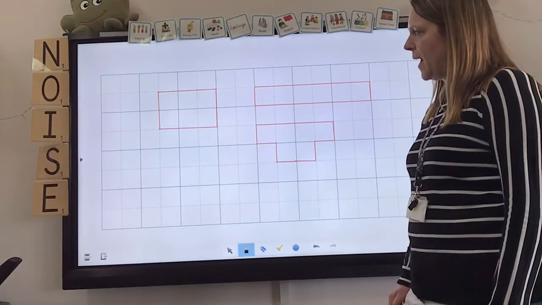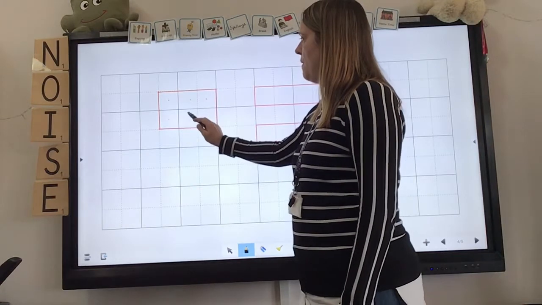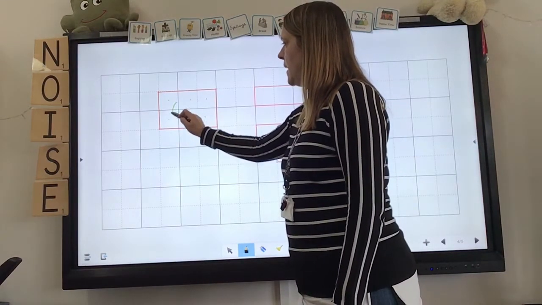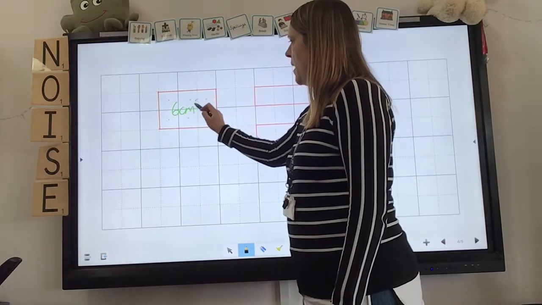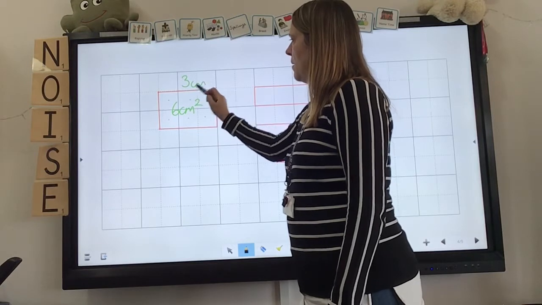So we have, how many do we have here? 1, 2, 3, 4, 5, 6. Okay, so this one is 6 centimetres squared, and its dimensions are 3 by 2.